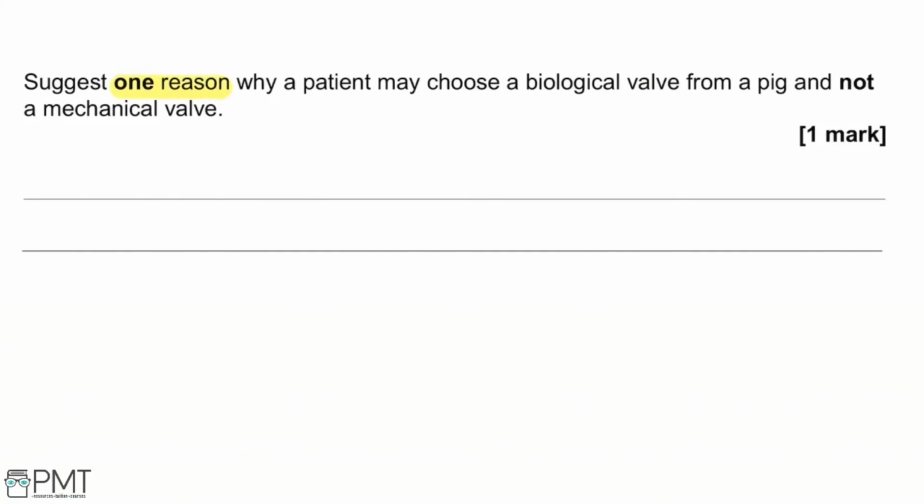Suggest one reason why a patient may choose a biological valve from a pig and not a mechanical valve. So the answer to this one you can get from the table, and that is that the biological valve does not have a risk of clotting in the way that the mechanical valve does. So the patient will not have to keep taking anti-clotting medication, and that's the answer that you need to put.